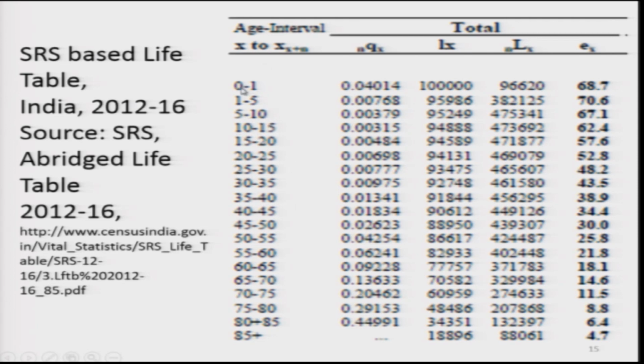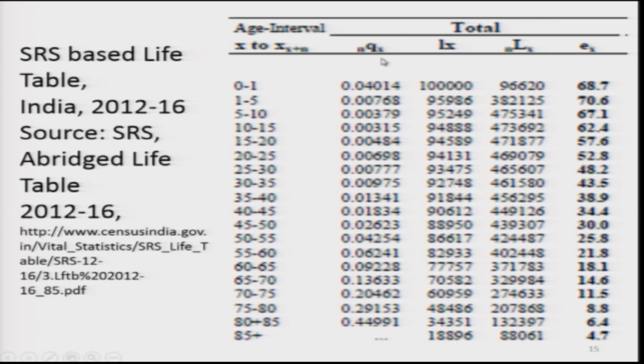Notice that the first 5-year age group, 0 to 5, is divided into 2: 0 to 1 and 1 to 5. That is because of the special importance of infant mortality. 0 to 1 is infant mortality, 1 to 5 is mortality between 1 and 5, and 0 to 5 would show under-5 mortality. Then all 5-year age intervals.